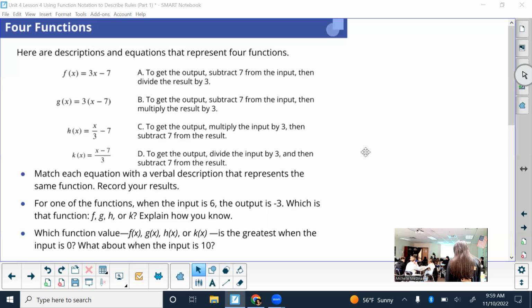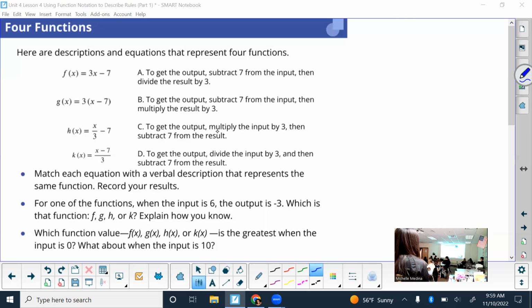So those of you that chose C, let's see if you're right. To get the output, multiply the input by 3, then subtract 7 from the result. So according to order of operations, do we multiply first in this one or subtract?